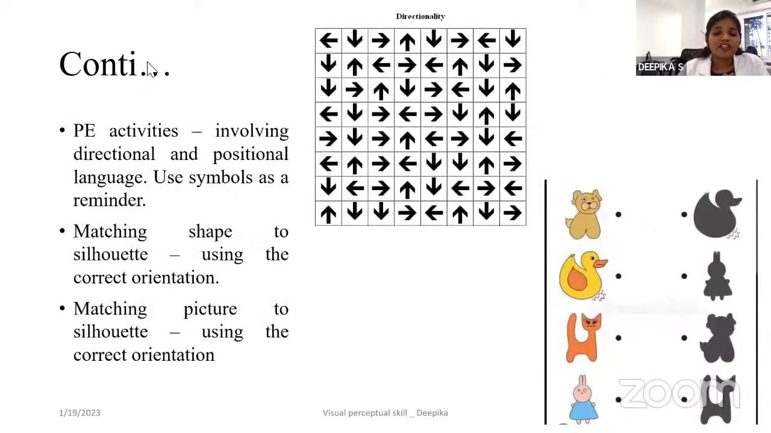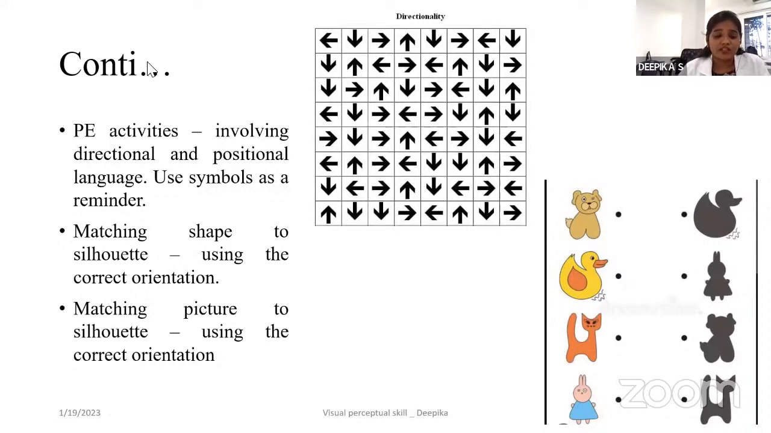We can also give PE activities involving directional and positional language, and use symbols as reminders. For the person who is having difficulty with directionality, you can also give this directionality paper for their exercise.